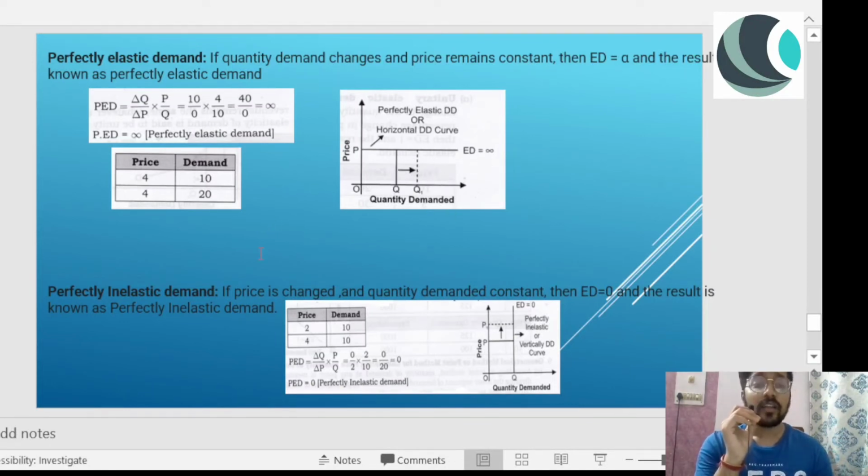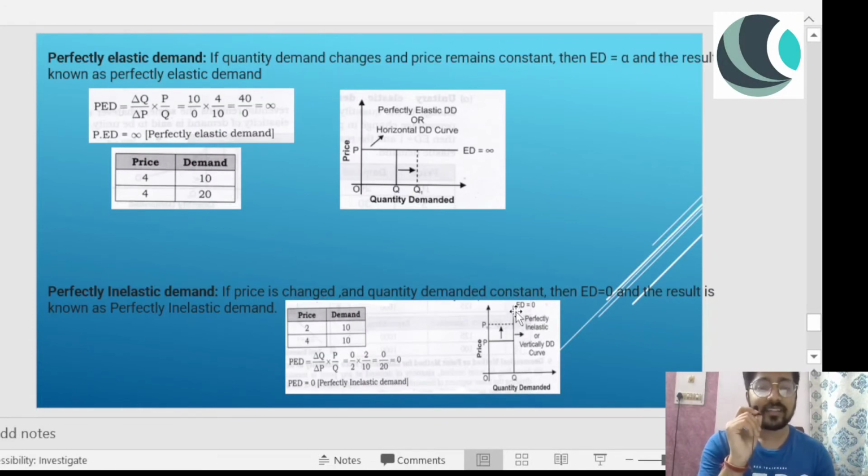Okay, now we are talking about perfectly inelastic demand. In this case it will be the opposite. The price is changing but the quantity demanded remains constant. So elasticity of demand is zero and the result is known as perfectly inelastic demand. So we're talking about perfectly elastic demand and now perfectly inelastic demand, where price changes but quantity remains the same.